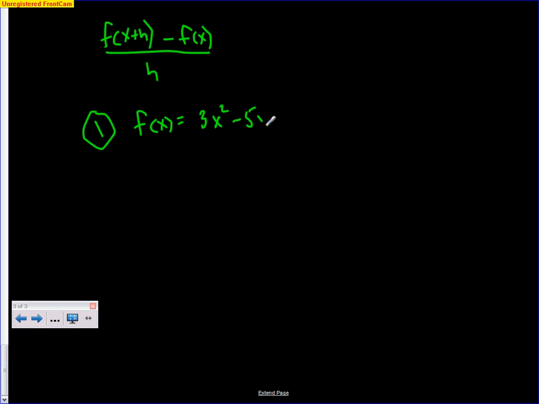So if you want to go ahead and hit pause and try to do this one on your own, that would be awesome. And we're back. All right, so first thing I got to do is I know the h on the bottom. I know the f of x in the back. I have to figure out what is f of x plus h. So that's going to be 3 times, not x, x plus h squared, minus 5, not x, x plus h, because I'm replacing the x with x plus h.